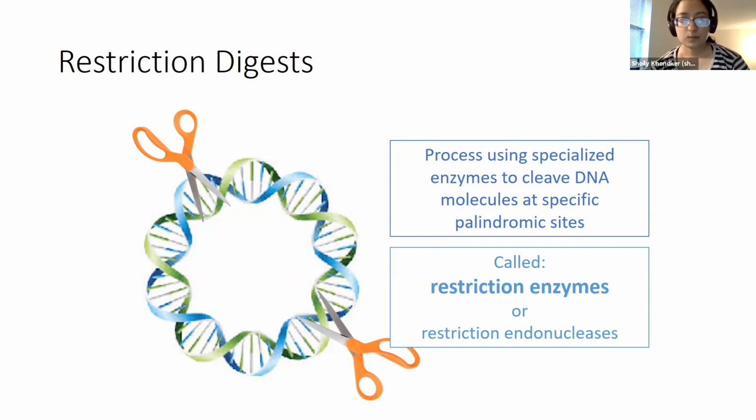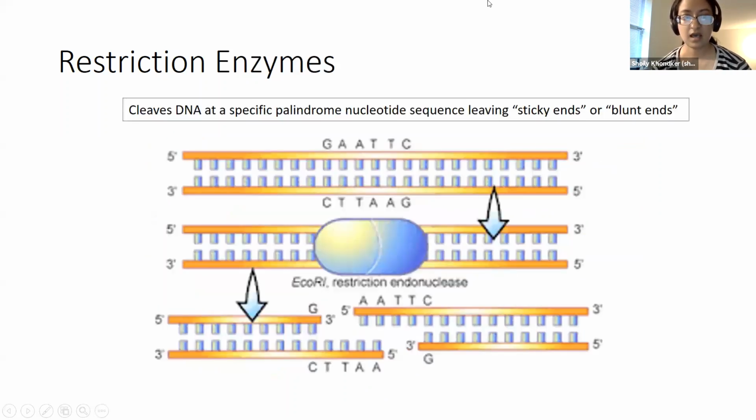Okay, so one of the techniques that's used to manipulate plasmids to insert a gene of interest is restriction enzyme digest. This is a process that uses enzymes that cleave DNA molecules at specific sites that are usually palindromes. These enzymes are called restriction enzymes or restriction endonucleases. They target DNA at specific sites and cleave them to leave either sticky ends or blunt ends.